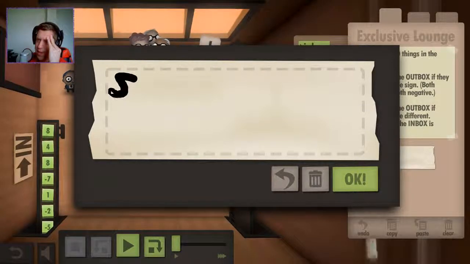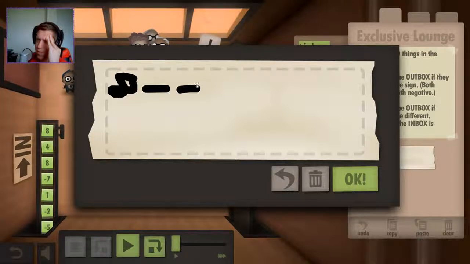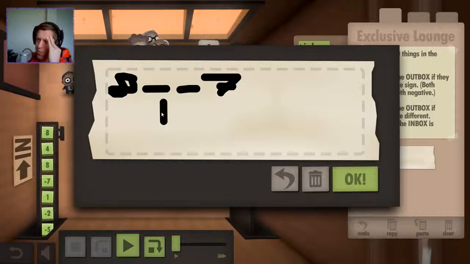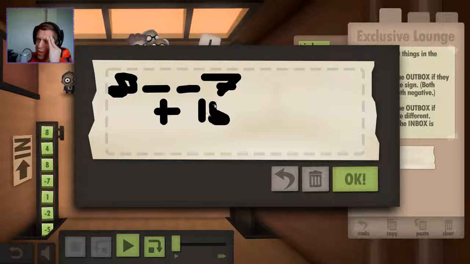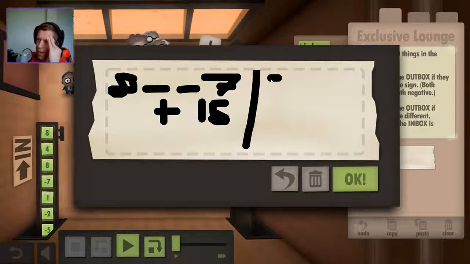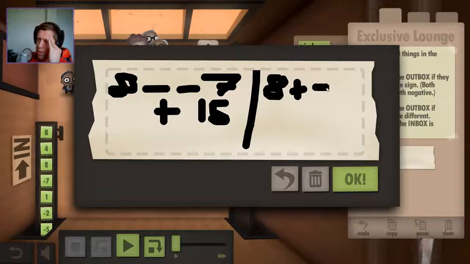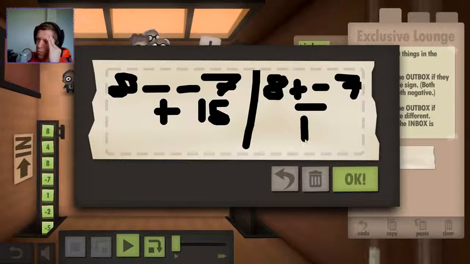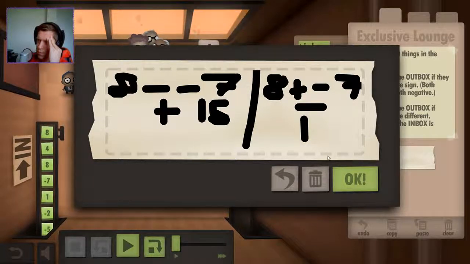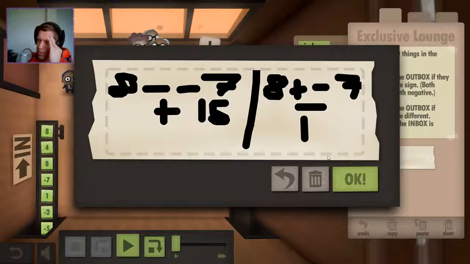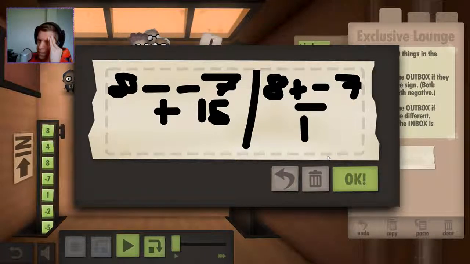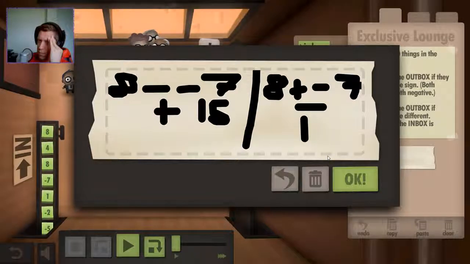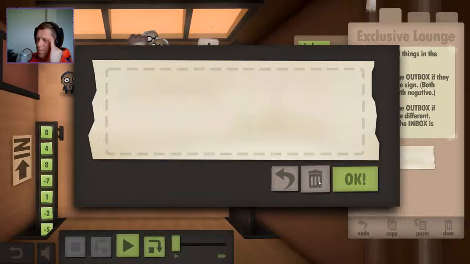So 8 minus minus 7, the minus becomes a plus, so that equals 15, right? 8 plus minus 7 becomes a minus, 8 minus 7 equals 1. Isn't that how it works? Well, I can test that out on here.